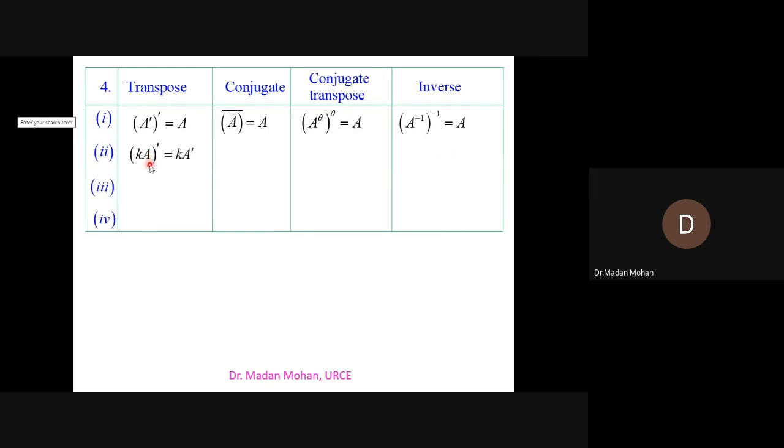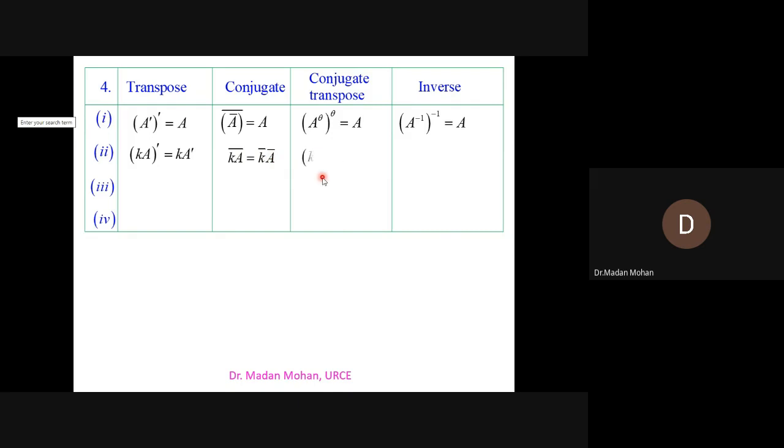K into A, scalar multiplication. K into A whole transpose. K is a number now. All the entries of A multiply with K, then take transpose. It is the same as first transpose, then multiply all the entries with K. It remains the same. Don't write K transpose. That K is a number. Similarly, what is K A whole bar? K bar, A bar. Conjugate. Conjugate of KA is conjugate of the number K into conjugate of the matrix A. Please, K can be 2 plus 3i. Then K bar is 2 minus 3i, please. K bar is the conjugate of a number. A bar is the conjugate of a matrix.